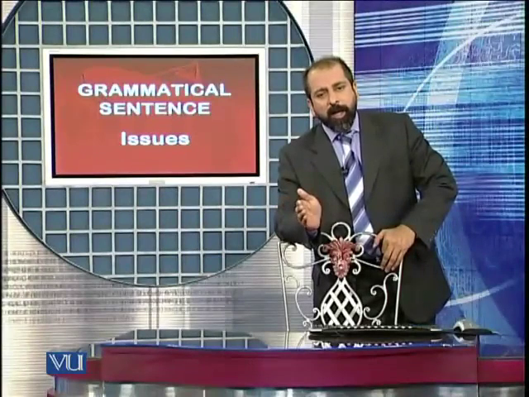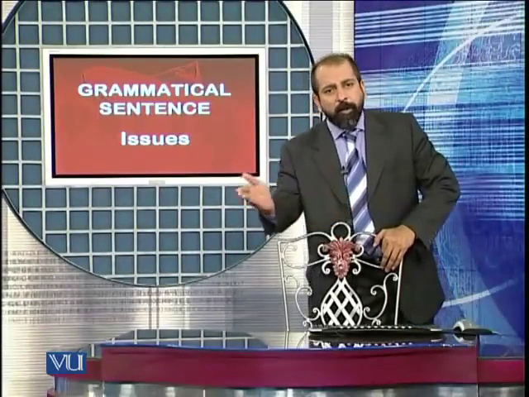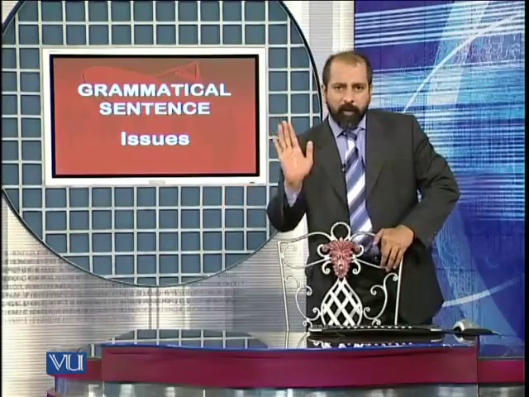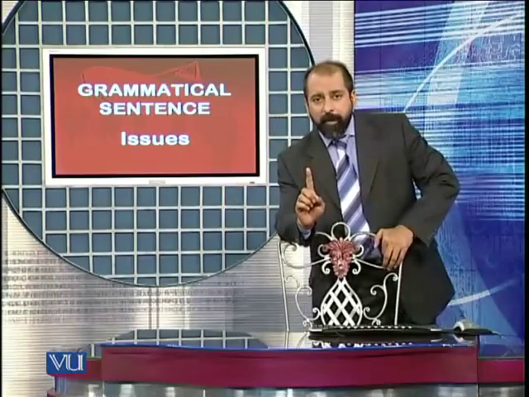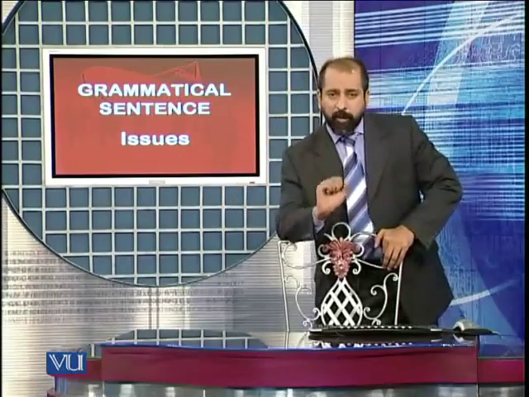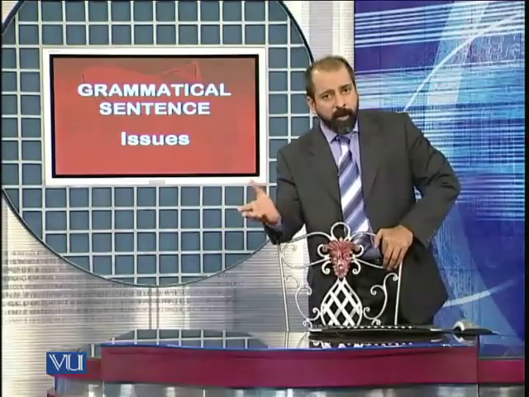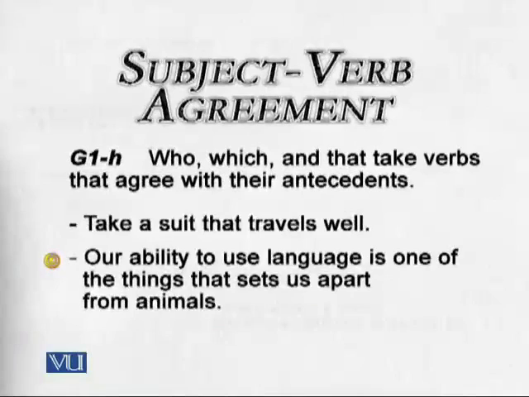What we are trying to say is our focus is on one. If the focus is on one, for example, then of course the verb will be in singular form. One is singular, so the verb is singular. But if the antecedent is things, which is plural, then the verb is going to be, of course, in plural form. Now, the sentence will be, our ability to use language is one of the things.